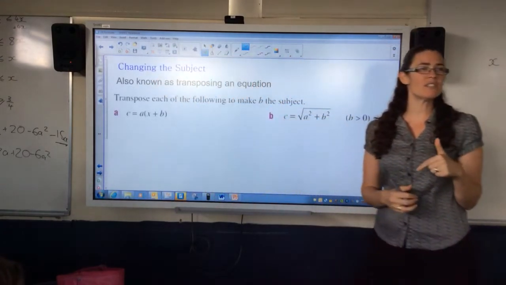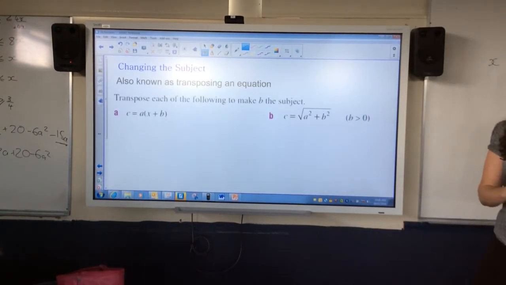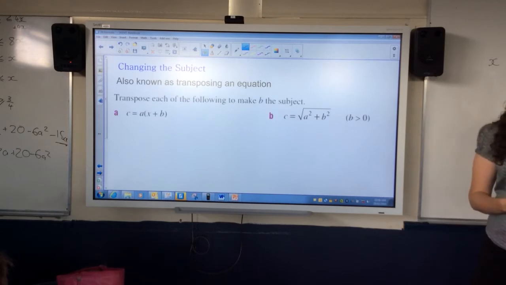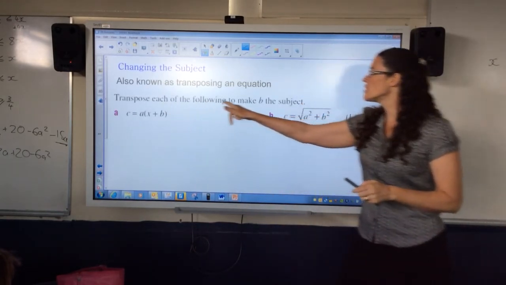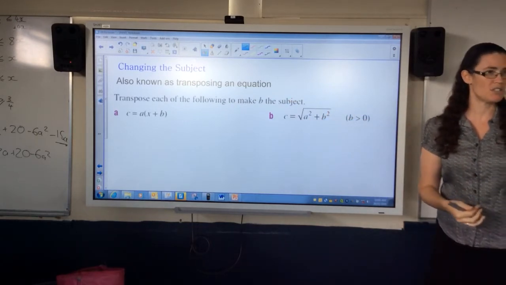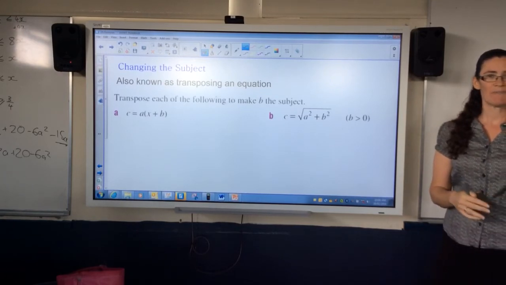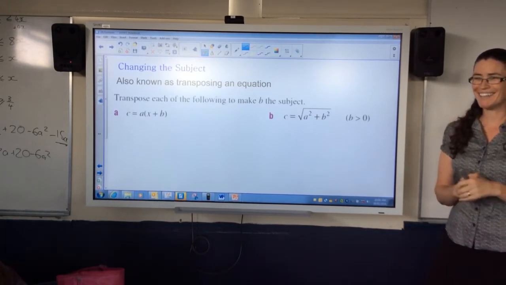Now, changing the subject. I know we've done this before, but I feel we're not as awesome as we could be at it. Okay, so we're going to revisit it. Changing the subject is sometimes known as transposing an equation. So if a question says transpose to make b the subject, you need to know it means change to make b the subject. Can we cope with the word transpose? Change is good. Think we can cope with that?